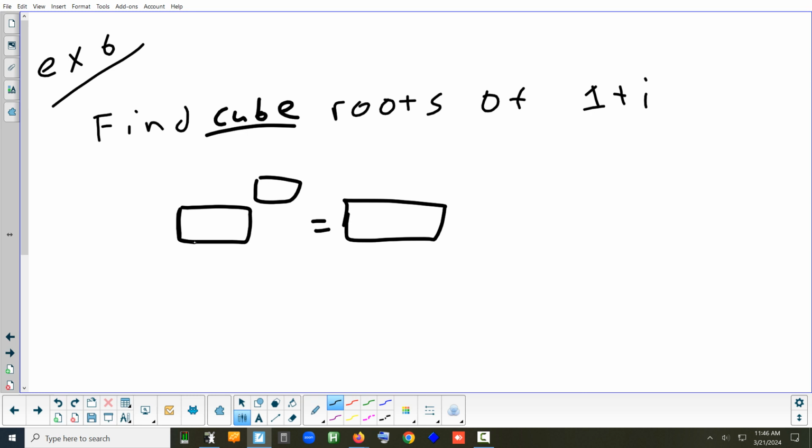And remember, your equation you're solving looks something like this. What always goes in this box? Z. That never changes. What goes in this box? 3. And what goes in this box? 1 plus i. Okay. Now solve that equation, and that's our answers.